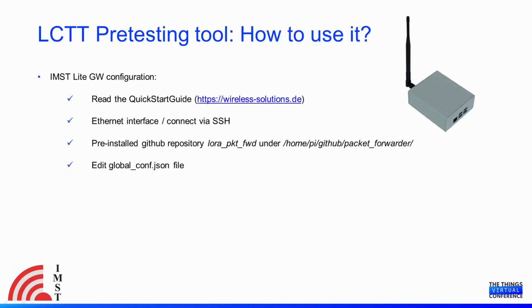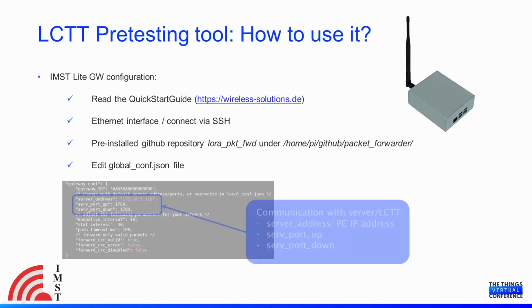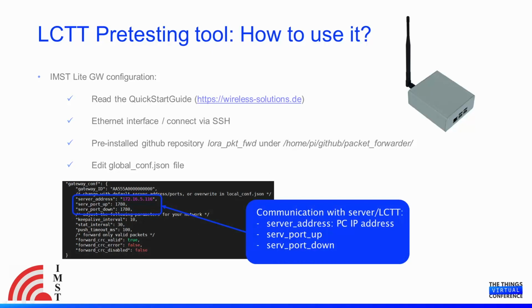You will need to run the LoRa packet forwarder available in GitHub and also pre-installed on the gateway image. And the settings in the global config file should be modified for your setup. As server address, you should enter the IP address of the computer where the LCTT is running. And remember the server UDP ports configured here because you should enter the same values in the LCTT.